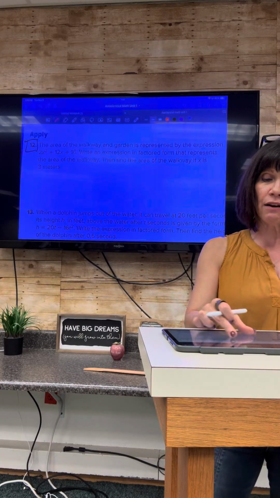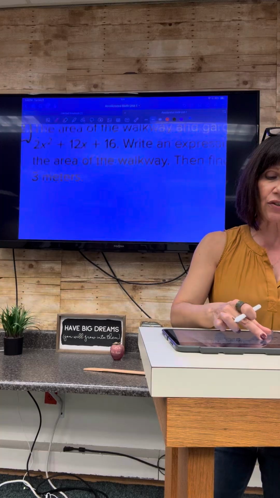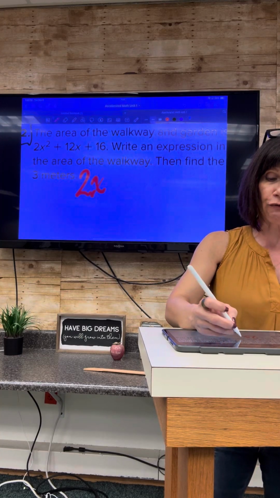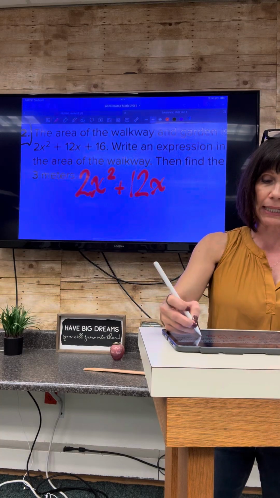Number 12, the area of the walkway and garden is represented by the expression 2x to the second power. Guys, please recopy this so that you'll have a fresh copy for your eyes and your brain will think about what it means.